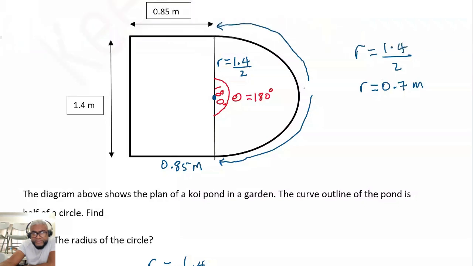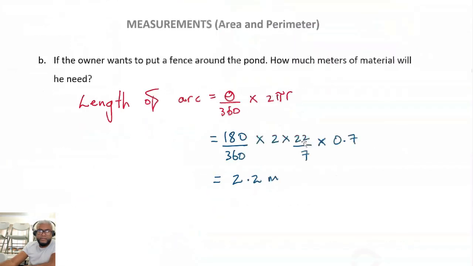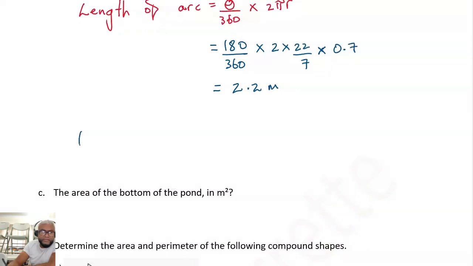Right, so I put in 2.2 meters here. All right, so let's proceed to find my perimeter. What's my perimeter, Samara? 0.85. So let's put P, right? 0.85 plus. Let's scroll back up.